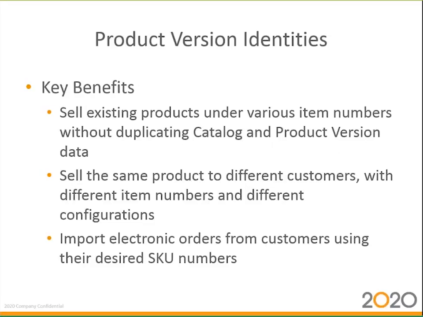What that allows you to do is sell products from a common catalog, which helps you minimize your data maintenance under various item numbers without duplicating all of the product version data or all of the catalog data. And you can sell the same product to different customers with different numbers, and electronic order importing is supported with these product version identities. So if you're getting EDI orders from a customer that uses their own part numbering, you can import those electronically without having to do any mapping on your product version.